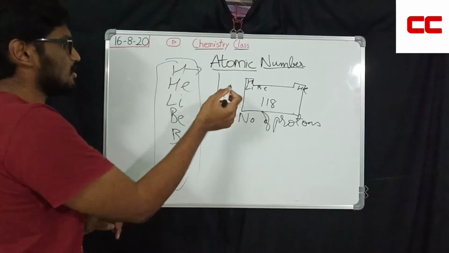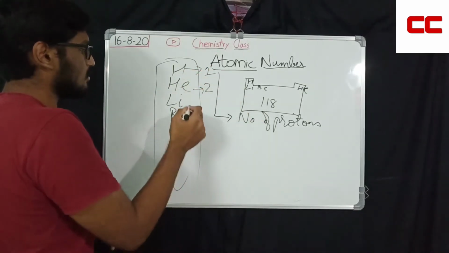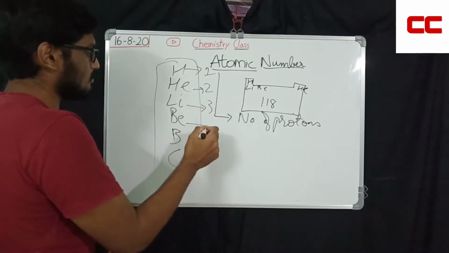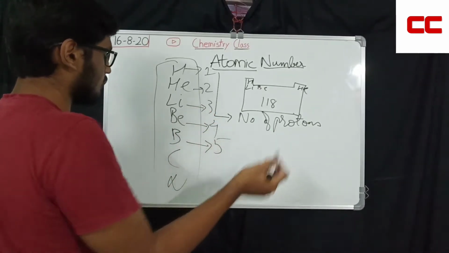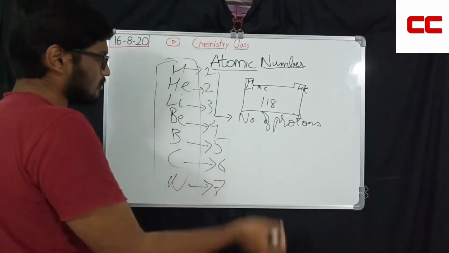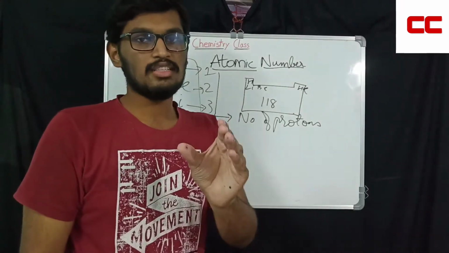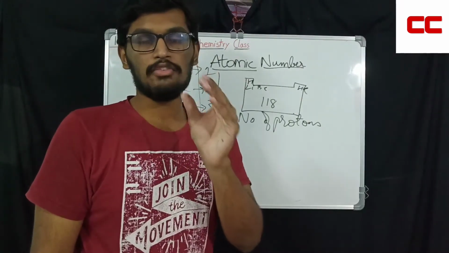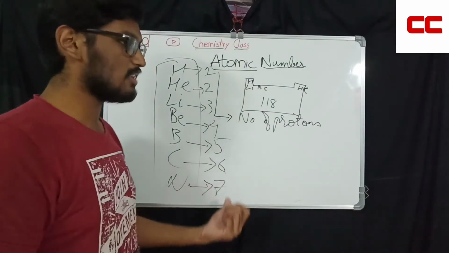Hydrogen, the first position, has 1 proton, helium 2 protons, lithium 3, beryllium 4, boron 5 protons, carbon 6 protons, nitrogen 7 protons. That means in an atom of nitrogen, inside the nucleus there are 7 protons, whereas in carbon 6 protons are there.